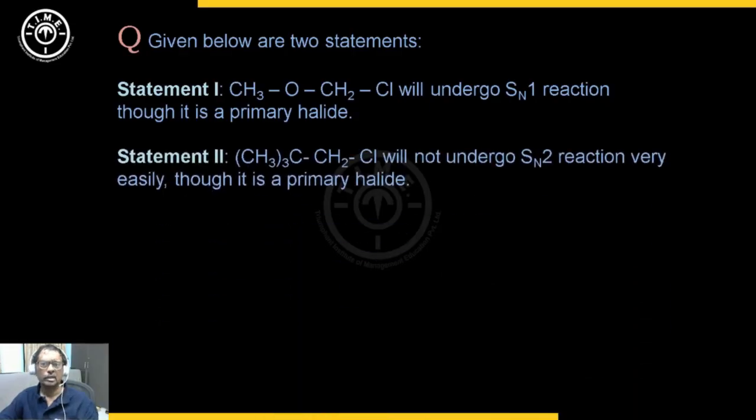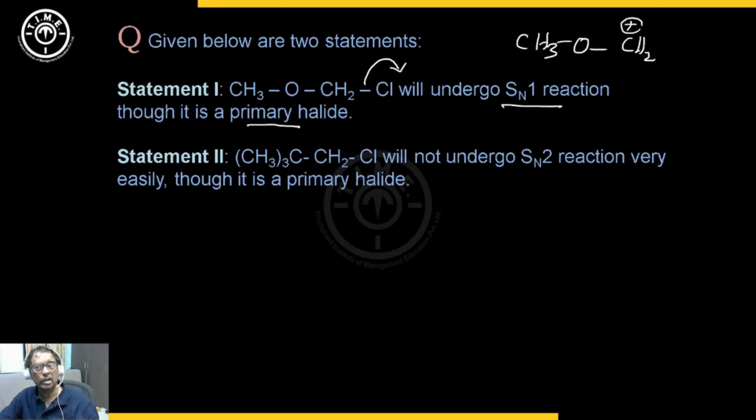Statement 1. CH3OCH2Cl will undergo SN1 reaction though it is a primary halide. We said SN1 is offered by 3 degree, more by 3 degree. Now look at this. In SN1, what is going to happen? You are going to lose the Cl in the first step. You get a carbocation. So take the carbocation. I will show the carbocation here. CH3OCH2 with a plus charge.